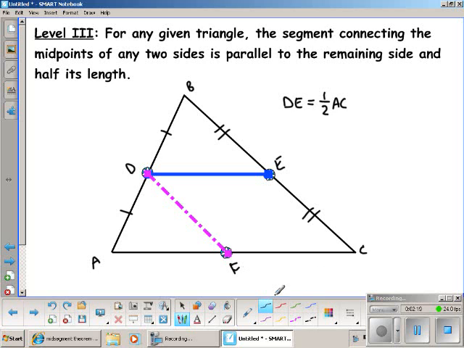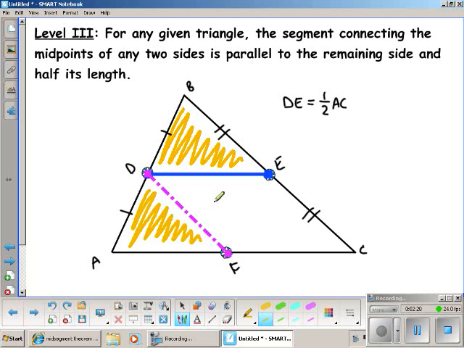Let me highlight what I mean. If I look at this triangle and I look at this triangle, and if I can somehow prove that they are congruent, I'm in business. And the reason I'm in business is because if these are congruent, then these angles should be congruent, and if these angles are congruent, my lines are parallel. Here's the problem, though. I can't prove these triangles are congruent.